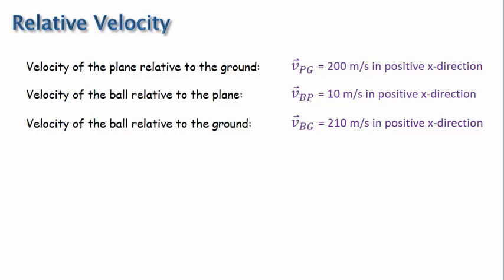And now let's come up with a formal way to do the math. We already determined in this fairly simple scenario that the velocity of the ball relative to the ground is 10 meters per second plus 200 meters per second, or 210 meters per second. So using the velocity variables we just listed, it would be written this way.